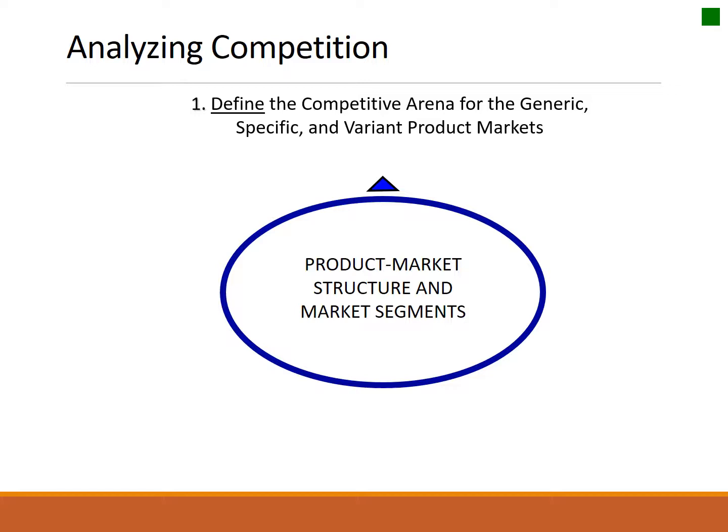Okay, so number one, when we're analyzing competition, define the competitive arena and define the industry for generic, specific, and variant products within the product market. All right, so that's that first step that we just spoke about, and where we're moving as we better understand who we will compete against. We know who the market is and we know what the market wants. Now we need to better understand the product side of the product market equation.